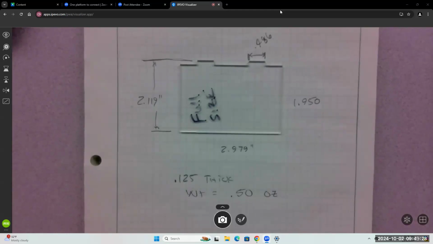Will SolidWorks do this as a simulation? Yes, SolidWorks does buoyancy. You can do buoyancy, but you would have to make the final decision.